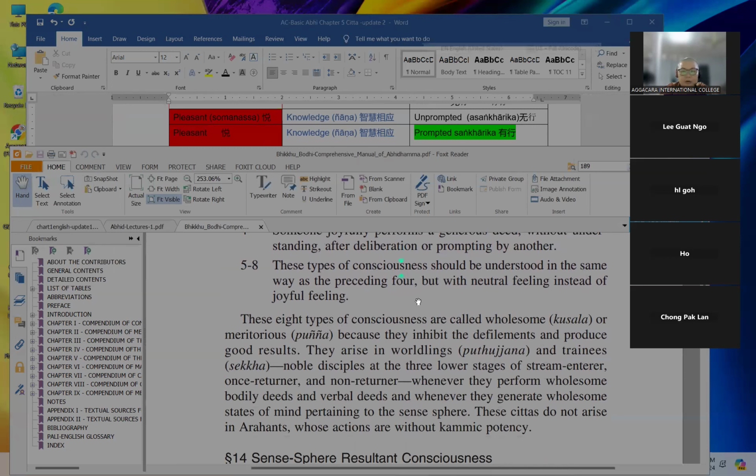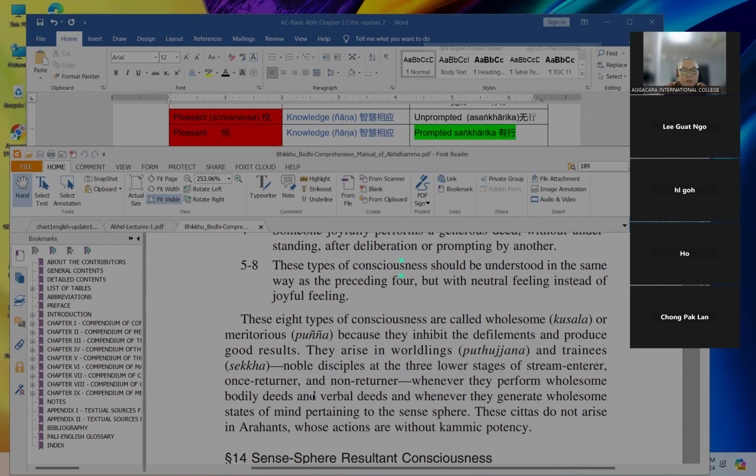So these 8 types of consciousness are called wholesome, or kusala, or punya, meritorious, because they inhibit defilements and produce good result. Remember, every time you do something wholesome, there will be a result. Result is called vipaka. They arise in worldlings, puthujjana, and trainers. Trainers means training to be arahant, so noble disciples at the 3 lower stages: stream enterer, sotapanna, once returner, sakadagami, and non-returner, anagami.